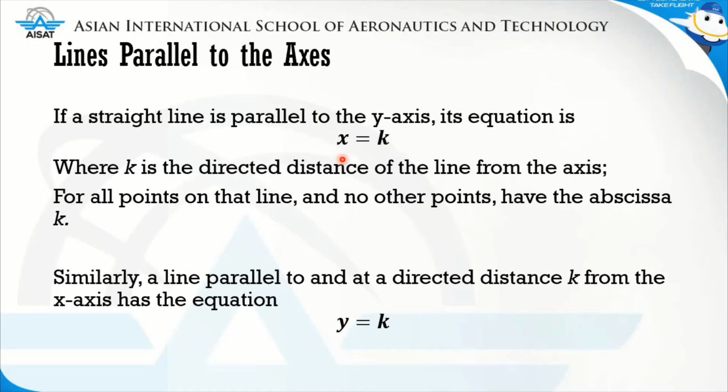And similarly, if a line is parallel to and at a directed distance k from the x-axis, that means this is a horizontal line. It has the equation y = k. If the line is above the x-axis, that means k is positive. If the line is below the x-axis, that means k is negative.